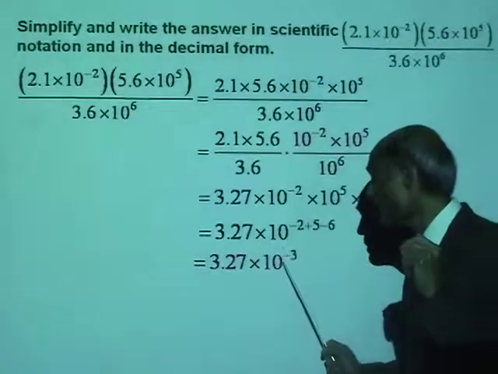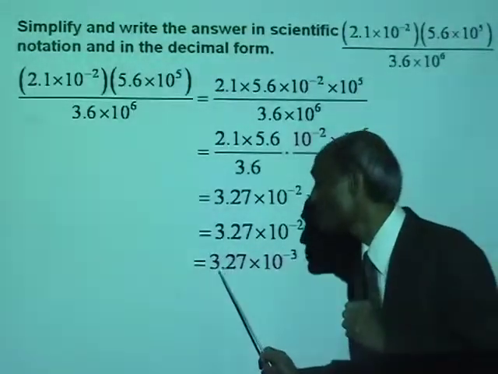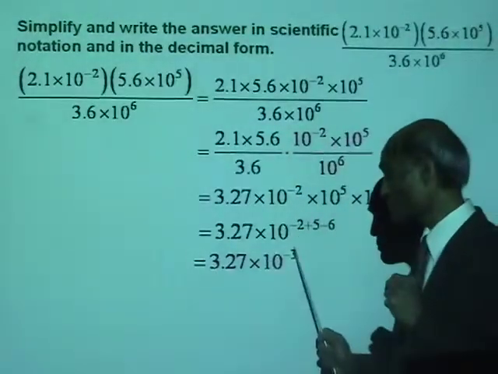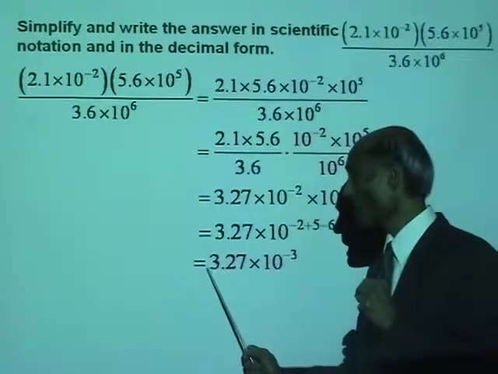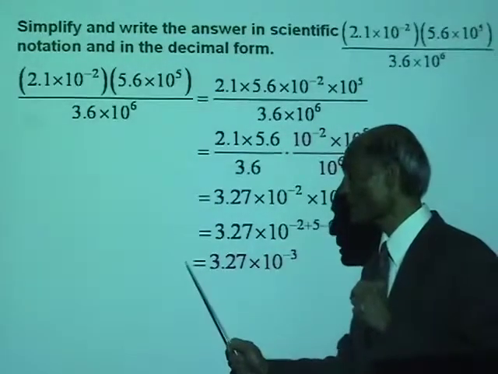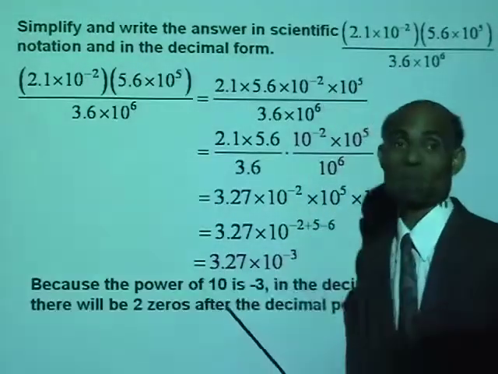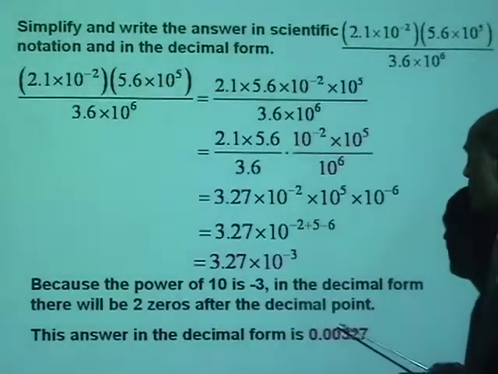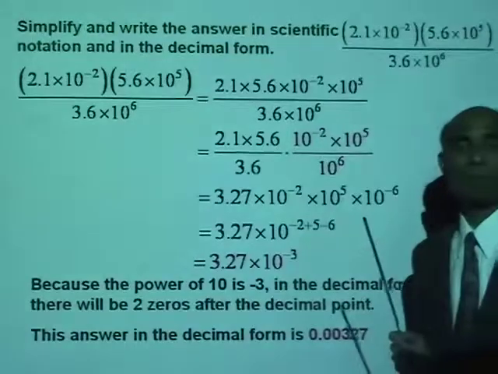Now, here we have the power negative. That means the decimal has to move to the left. How many places? It has to move 3 places to the left. So that will be 1, 2, 3. There will be 2 zeros after the decimal. So the decimal form is 0.00327. Okay?